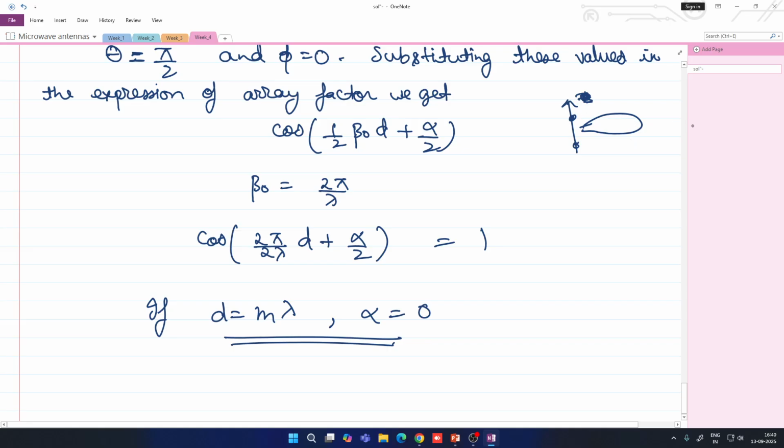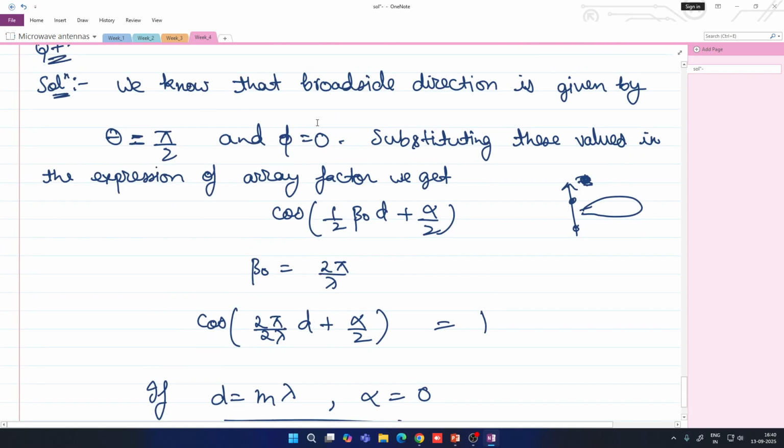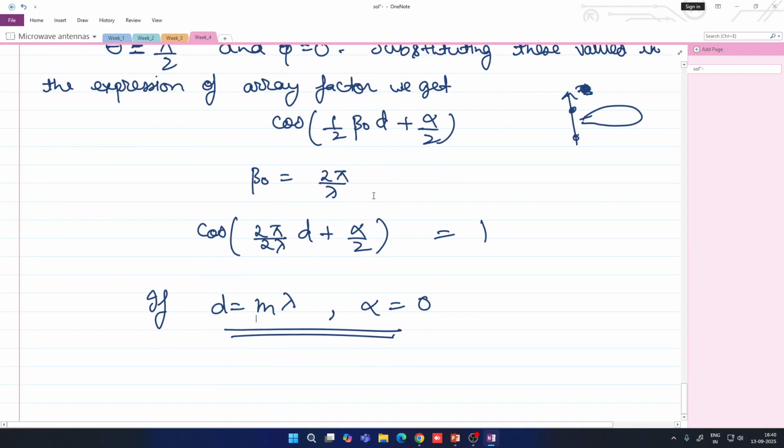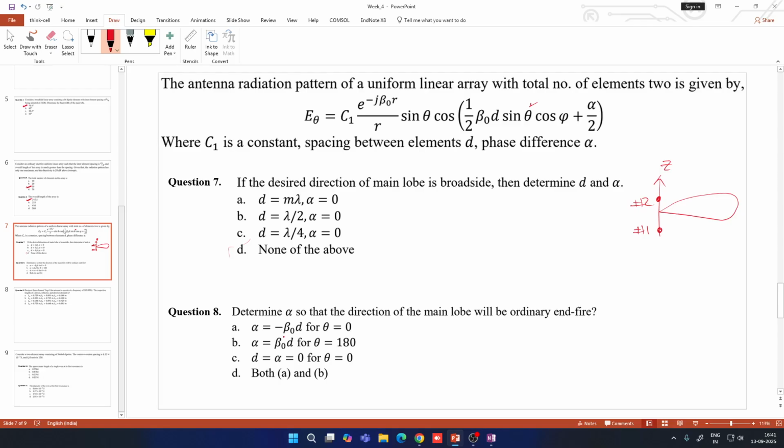Then we will get maxima along the broadside direction, which is normal to the direction of the array axis. Suppose this is our array axis, we want maxima along this direction. So this is possible when d, the spacing between the elements, is some multiple of lambda or wavelength, and the phase difference between them should be 0. If you match it with the given options, the correct option here is option A. I hope this is clear.